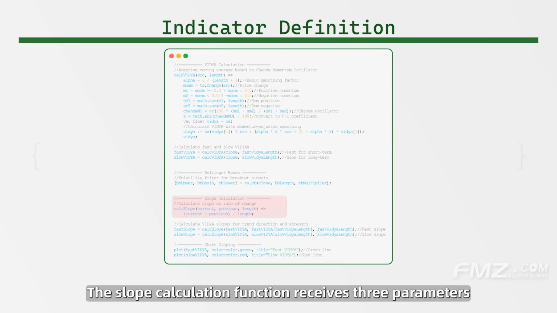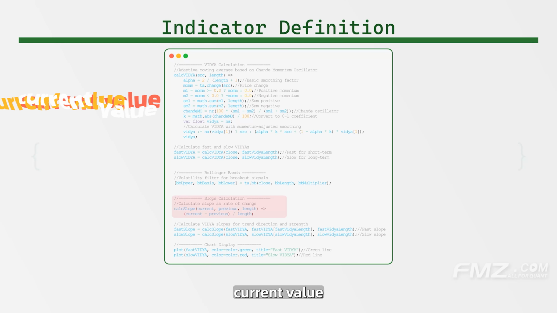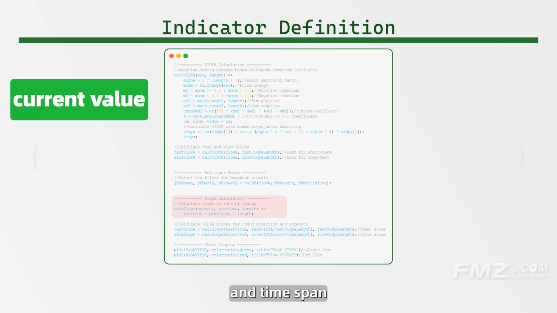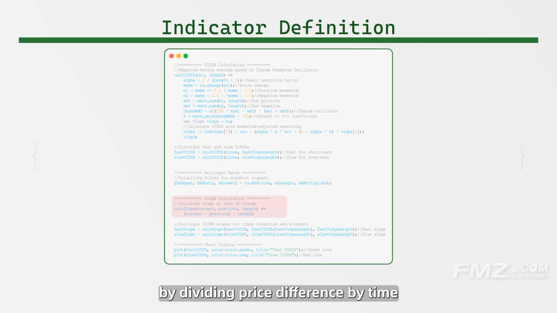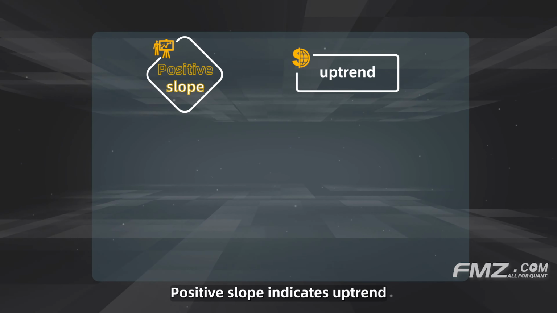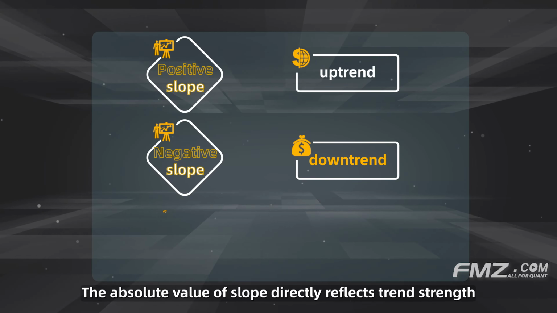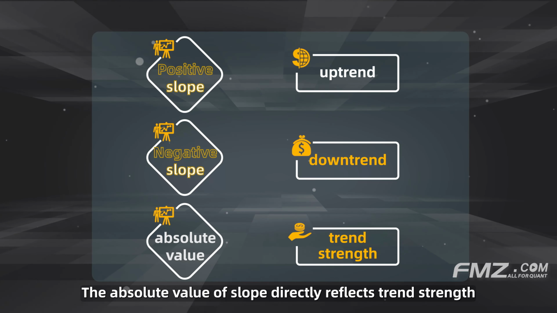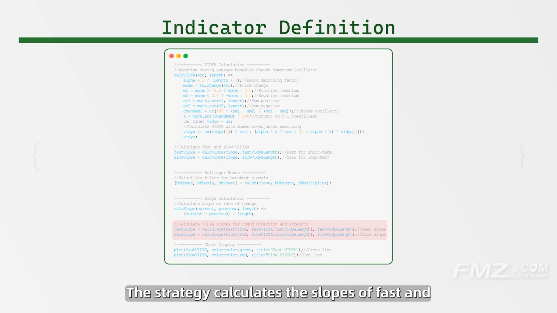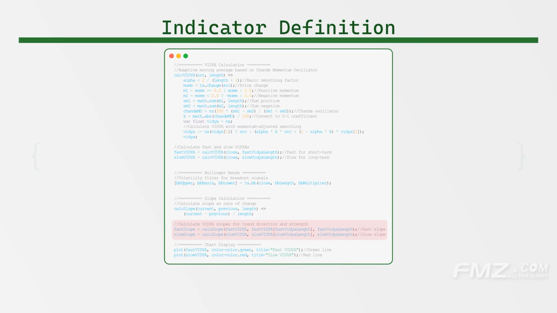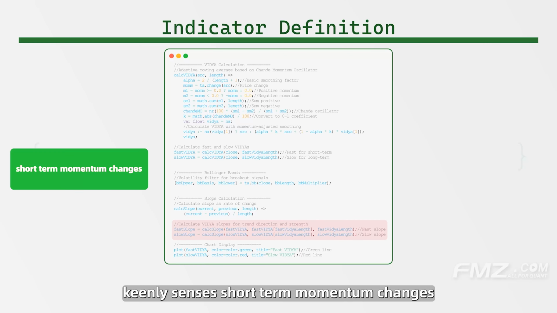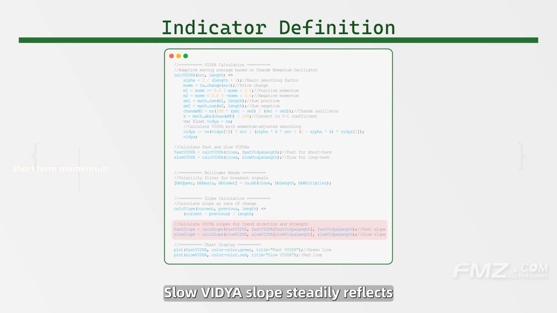The slope calculation function receives 3 parameters: current value, historical value, and time span. Get the rate of change per unit time by dividing price difference by time. Positive slope indicates uptrend. Negative slope indicates downtrend. The absolute value of slope directly reflects trend strength. The strategy calculates the slopes of fast and slow VIDYAs separately. Fast VIDYA slope keenly senses short-term momentum changes. Slow VIDYA slope steadily reflects medium-term trend strength.